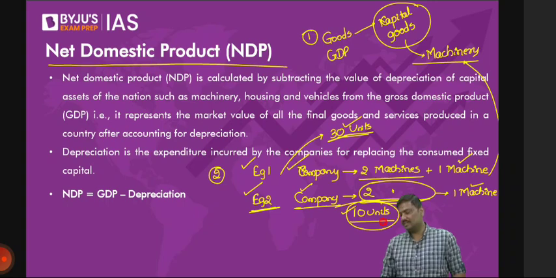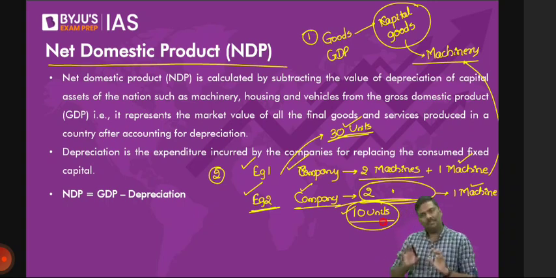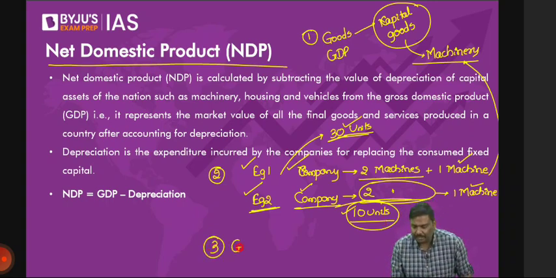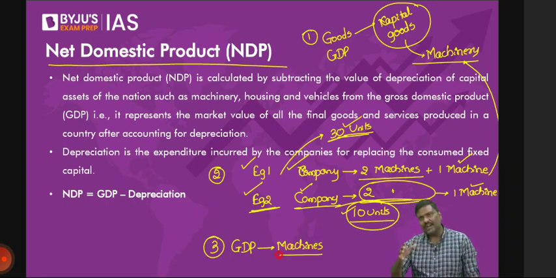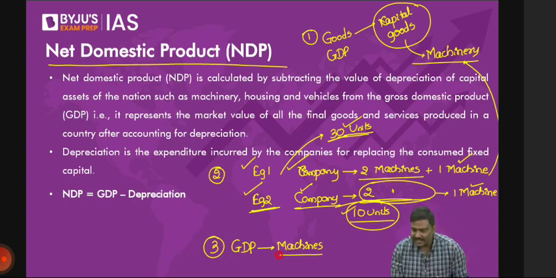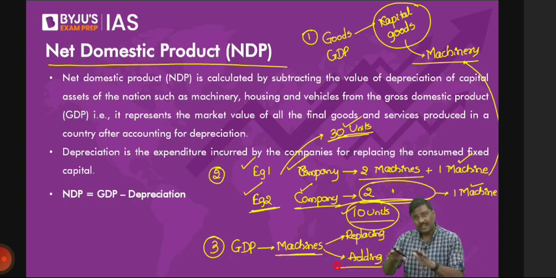Done? Now please understand the next point. When you calculate GDP, a lot of machines will be produced. Agreed or not? When you're talking about goods, a lot of machines are produced. And those machines are counted as a part of GDP. But now look at the next point here. Don't you want to find out whether these machines are used for replacing existing capital or adding to the existing capital? Understand the point here. Don't worry about calculation. Understand the point. When you calculate GDP, you have counted a lot of machines which are produced in India as a part of GDP.